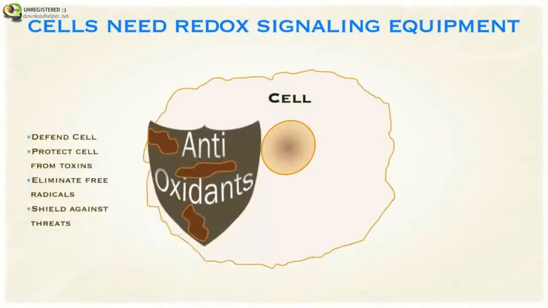The signaling equipment involves our antioxidants. These are complicated molecules that help defend ourselves from toxins, eliminate free radicals, and help shield against a variety of threats. Additionally, there are membrane transport systems on our cell membrane. We can call them a mailbox that help allow for the infusion of oxygen and food and the release of waste products and metabolites.